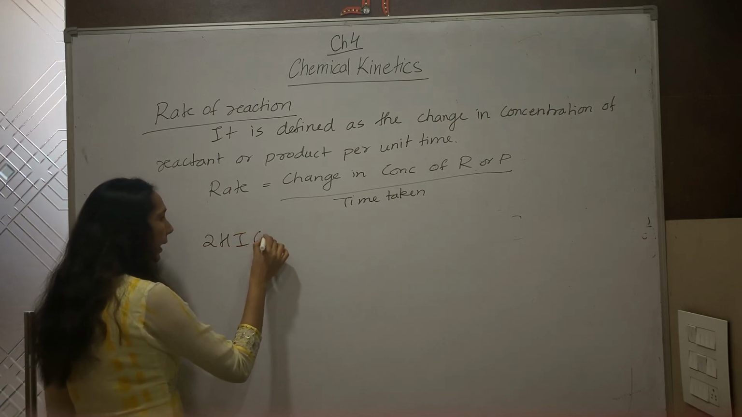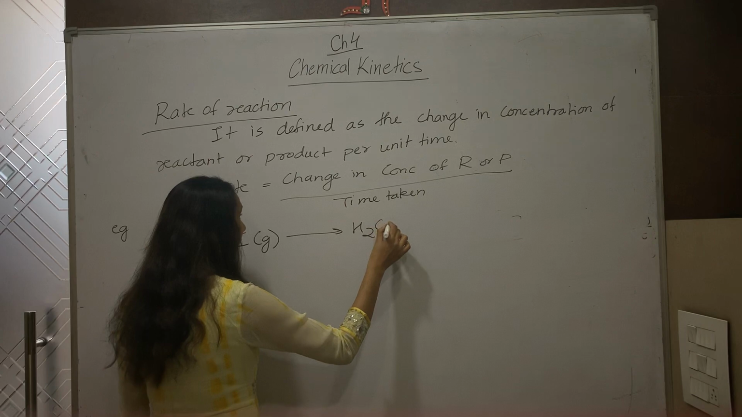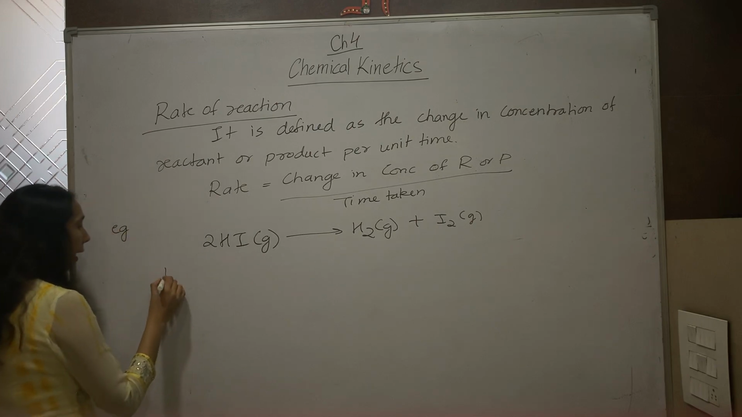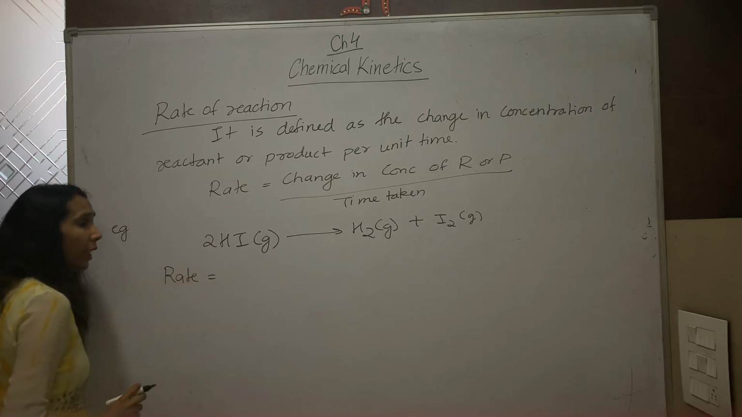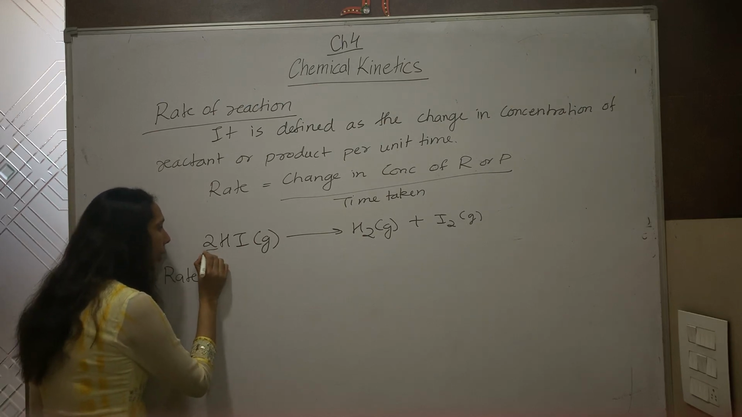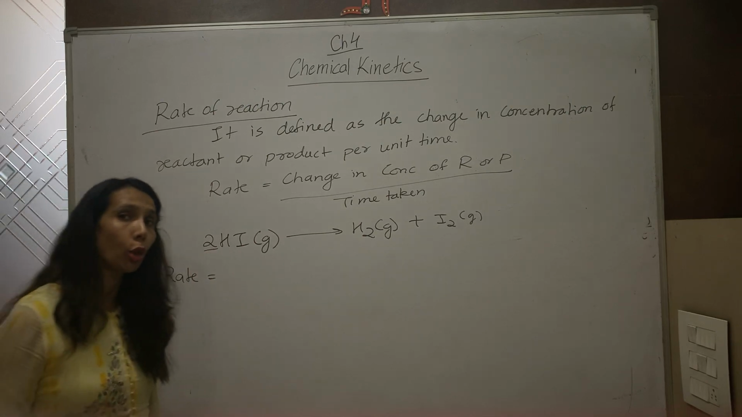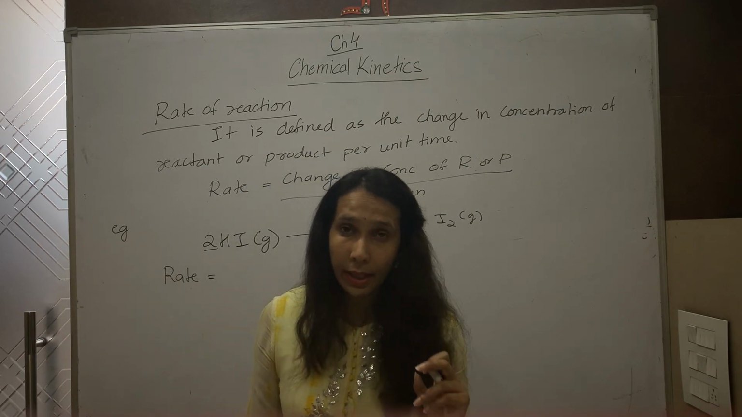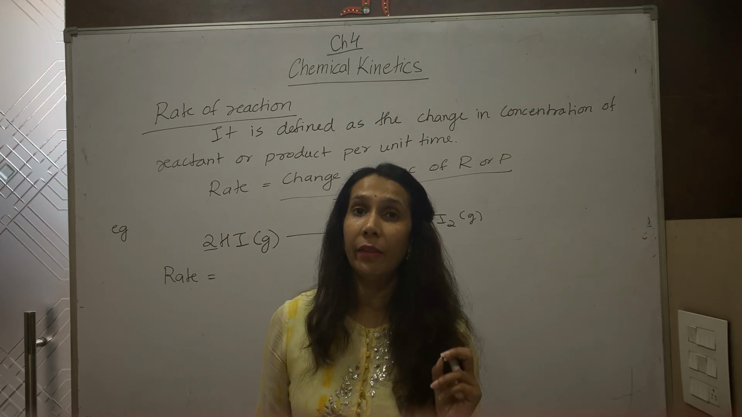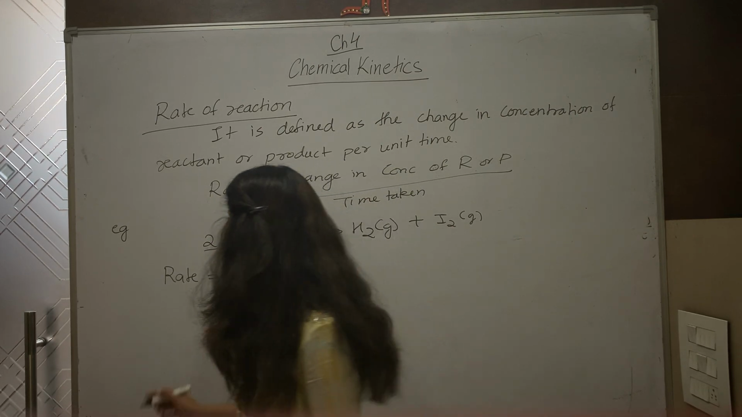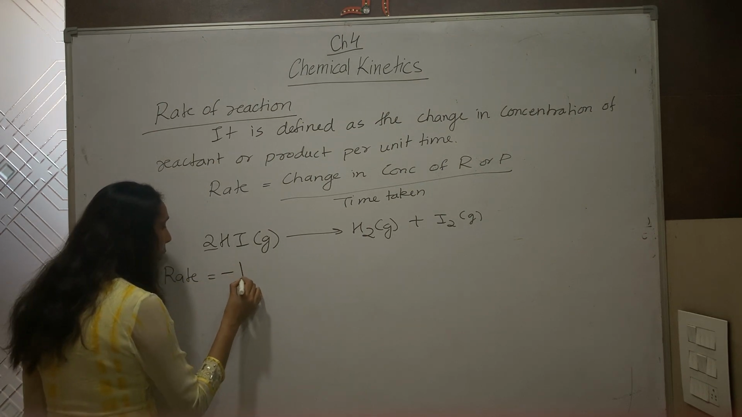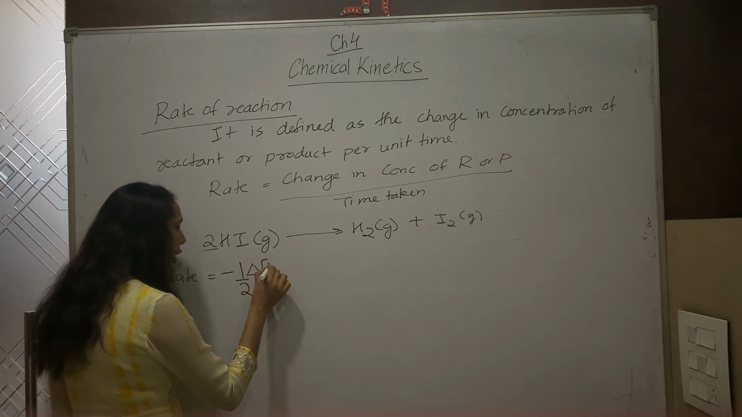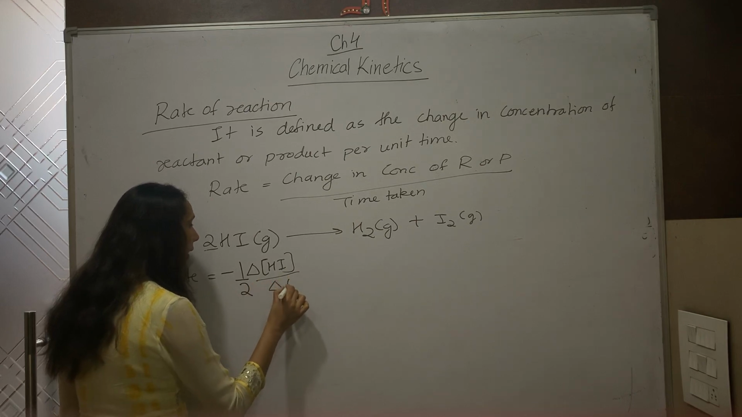Second example, 2HI gas dissociates, decomposes into H2 plus I2 gas. Now we are writing the rate of reaction. Can you see in this reaction, 2 is used for balancing. It is called the stoichiometric coefficient. Now, if stoichiometric coefficients are present in a balanced chemical equation, they will come in the denominator. We will write it like this, minus 1 by 2, the 2 has come in the denominator, delta HI upon delta T.